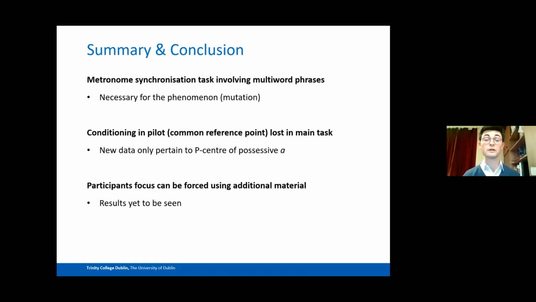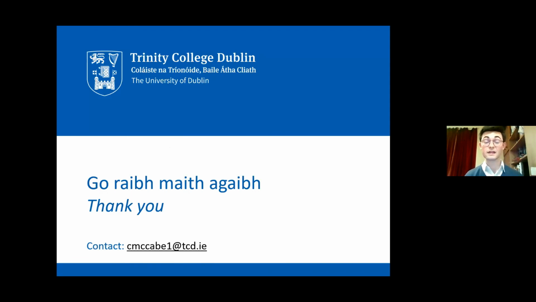I think that participants can be refocused using additional material, that is to say dummy material preceding the items that I'm actually interested in getting data on, and the results of this are yet to be seen, but I'm hopeful. We'll see how it works out. I'd be very happy to get any feedback that anyone has on this, either now in the Q&A or personally, and I'm happy to be contacted after the conference.